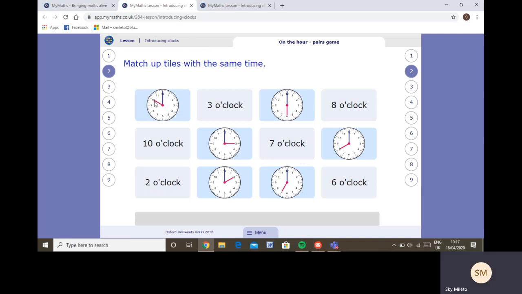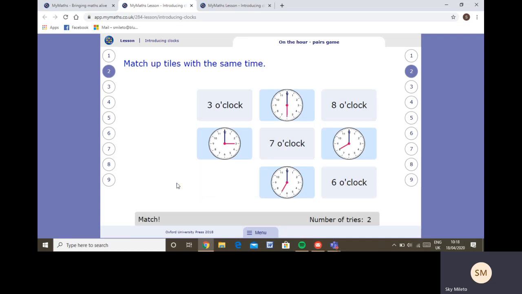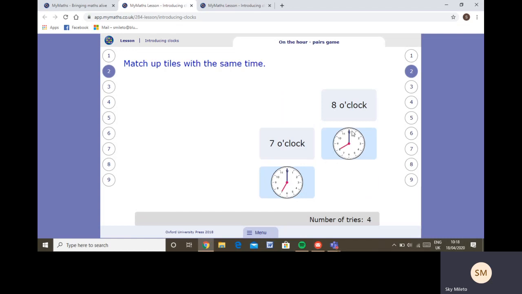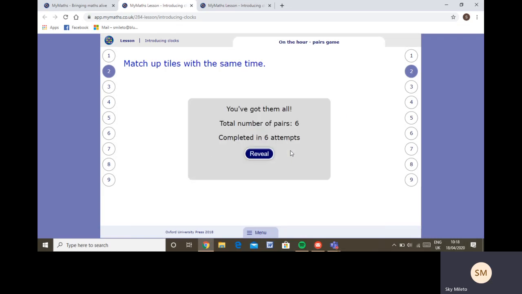This one I can see that the hour hand is at 10 and it's o'clock, so this one must be 10 o'clock. This one, the hour hand's at the 12 so it's o'clock, and the minute hand's at the 12, and the hour hand's at the 2, so it's 2 o'clock. This one, the hour hand's at the 3, and the minute hand's at the 12, so it's 3 o'clock. This one, the minute hand's at the 12, hour hand's at the 6, 6 o'clock. This one, the minute hand's at the 12, the hour hand's at the 8, 8 o'clock. And finally, this one must be 7 o'clock. It says you've got them all.